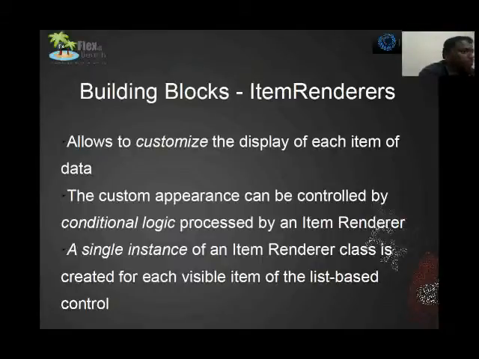And suppose if you are using a data grid with 6 rows and 6 columns, a single item renderer instance is created for each cell of the data grid. Okay, and suppose you are using a data grid to show thousands of data, but your data grid is only showing 100 data at the front view, with a vertical scroll bar.